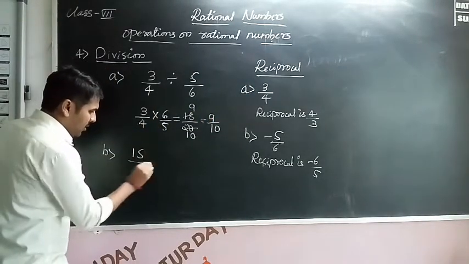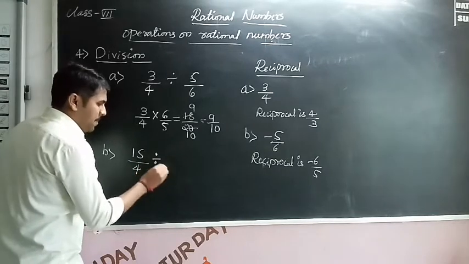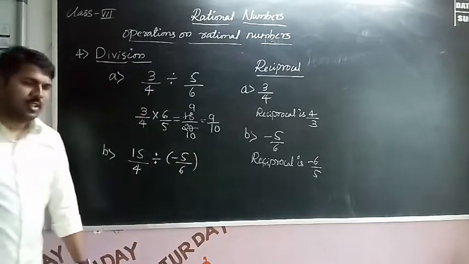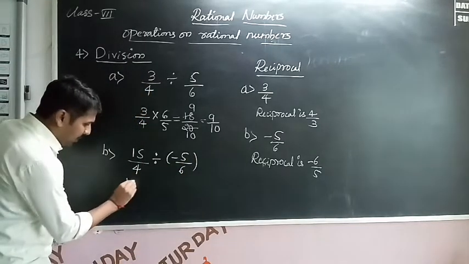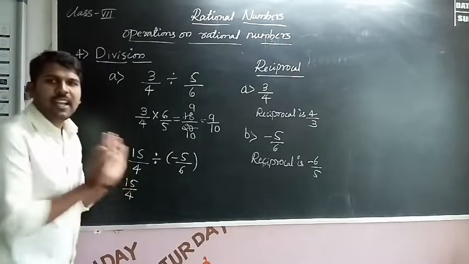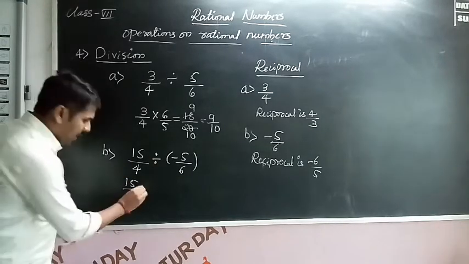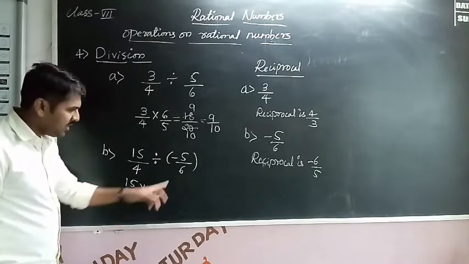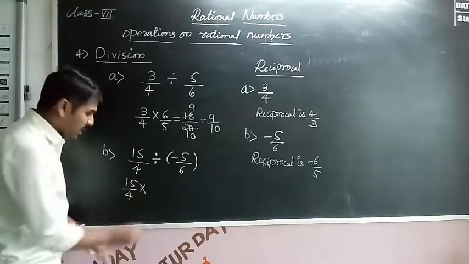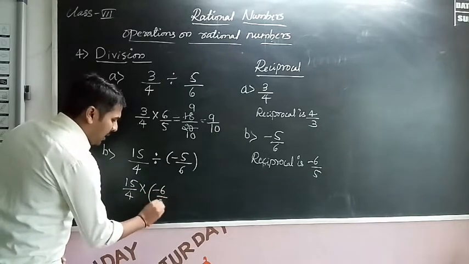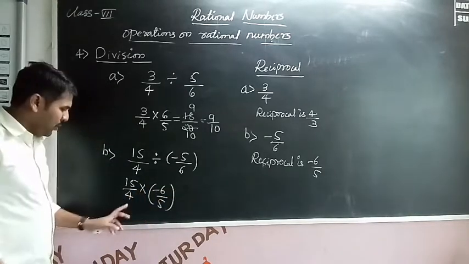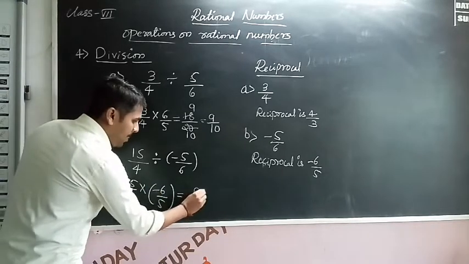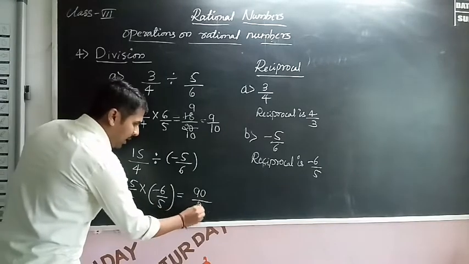15 by 4 divided by minus 5 by 6. So how to divide this one? 15 by 4, keep it as this. So remove this division sign. In place of the division sign, take the multiplication sign. If you want to take the multiplication sign, take the reciprocal of minus 5 by 6. What will be the answer? Minus 6 by 5. Now multiply: 15 6s are 90, 4 5s are 20.